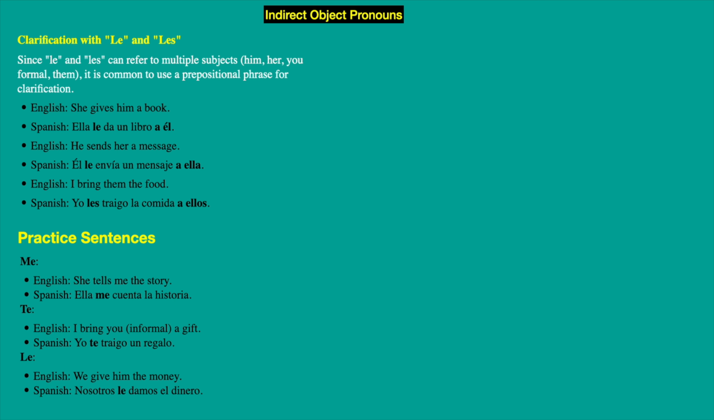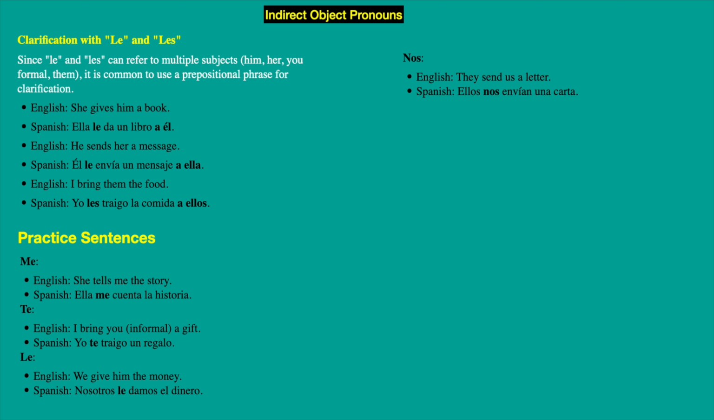So here we have me, te, le, and we have some more examples. In English, we say, she tells me the story. Ella me cuenta la historia. For te, I bring you a gift. Yo te traigo un regalo. Le, we give him the money. Nosotros le damos el dinero.